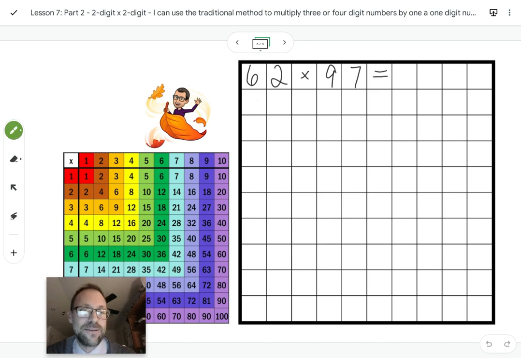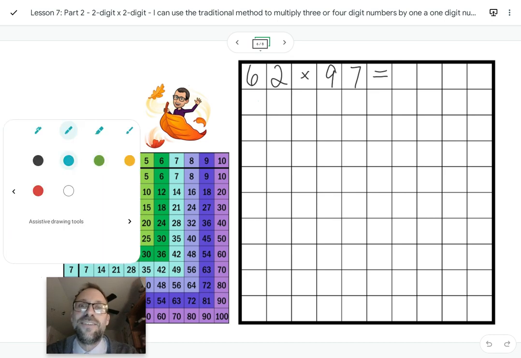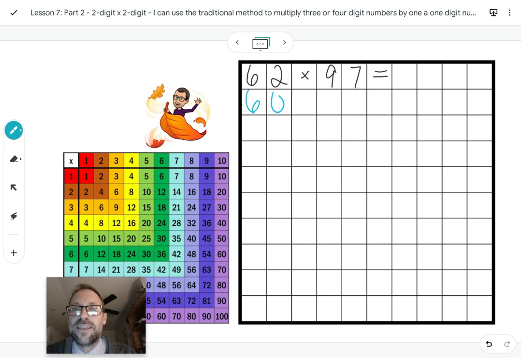Okay, welcome back. Did you say 60 times 100? Well, 60 is closest to 62, and 100 is closest to 97. If you said 60 and 90, that's okay too. We're just trying to get in the ballpark. But 60 times 100 would be the closest ballpark estimate you could make.